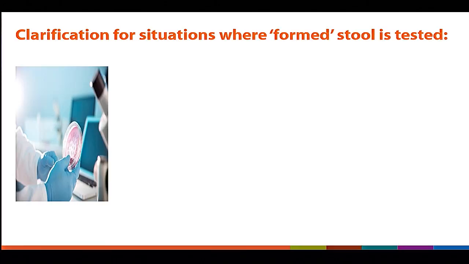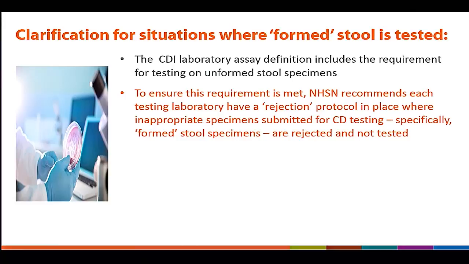So let's talk a little bit about formed stool, because I also get lots of questions about, yeah, I know we're not supposed to test anything but unformed stool, but what do we do if we have a test result on a formed stool? So part of the CDI laboratory assay definition includes a requirement that the testing be performed on an unformed stool specimen. If your test is not performed on the appropriate type specimen, it is not valid for meeting the CDI laboratory definition.